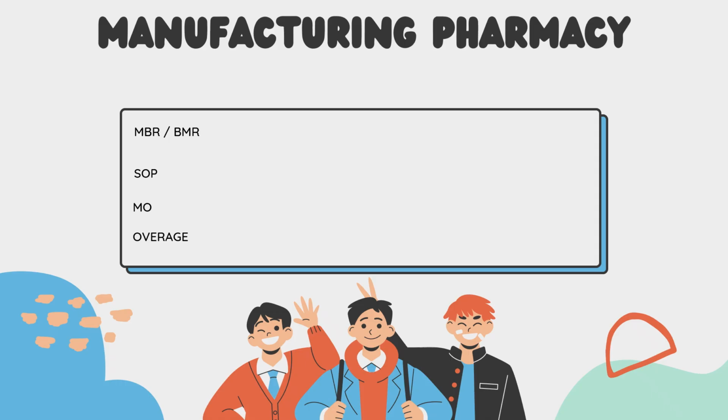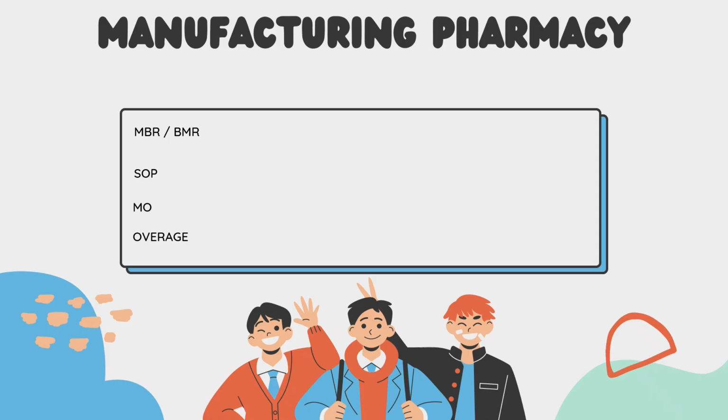And lastly, we have the term overage. Overage is the extra amount of raw material added during manufacturing to compensate for expected losses. For example, powder sticking to equipment, evaporation, handling loss. But take note, overage is not guesswork. It must be justified, calculated, and formally approved to ensure dosage accuracy and regulatory compliance.